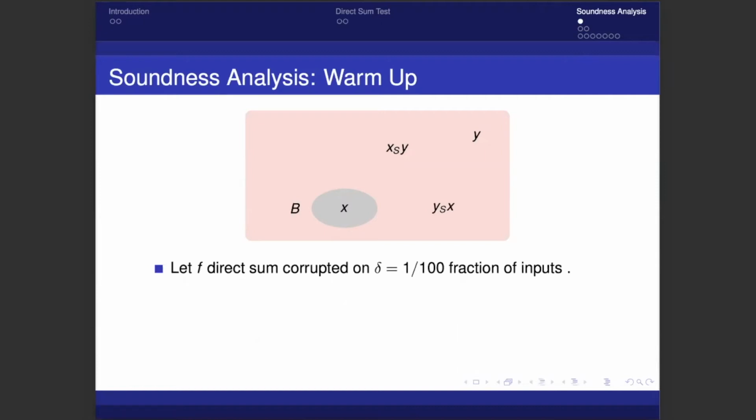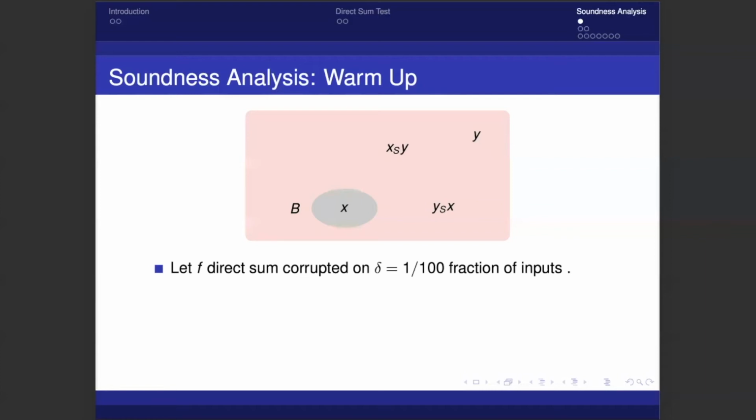Now, note that the test is going to reject if exactly one of the 4 queried points x, xsy, y, and ysx lands in the shaded region. So let's try and compute the probability that x lands in the shaded region and none of the other points land in the shaded region. So this is going to be a lower bound on the rejection probability of the test.